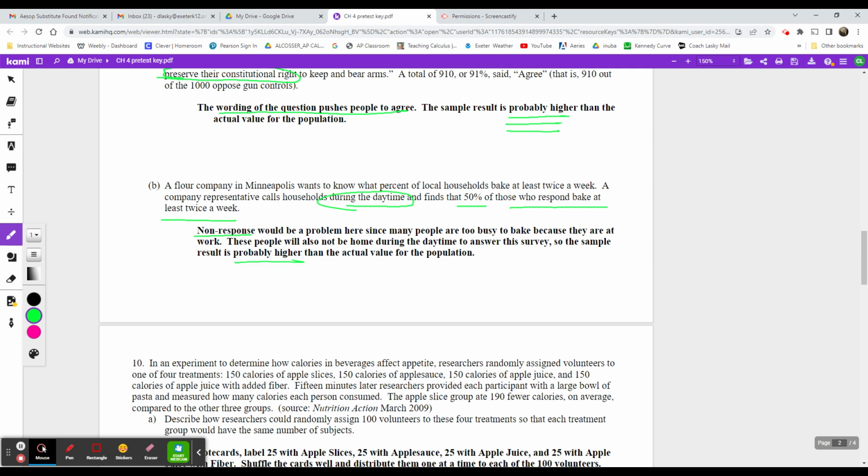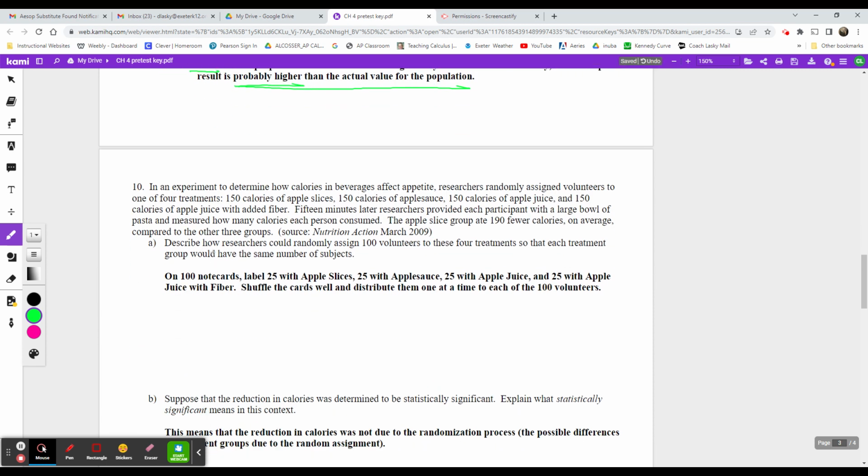We got to watch out for the people that are at work, these people that will also not be home during the daytime to answer the survey. So we're leaving out people, plus we're surveying people that more than likely have the time to bake. So it's going to be higher than the actual population. Okay. All right, number 10.